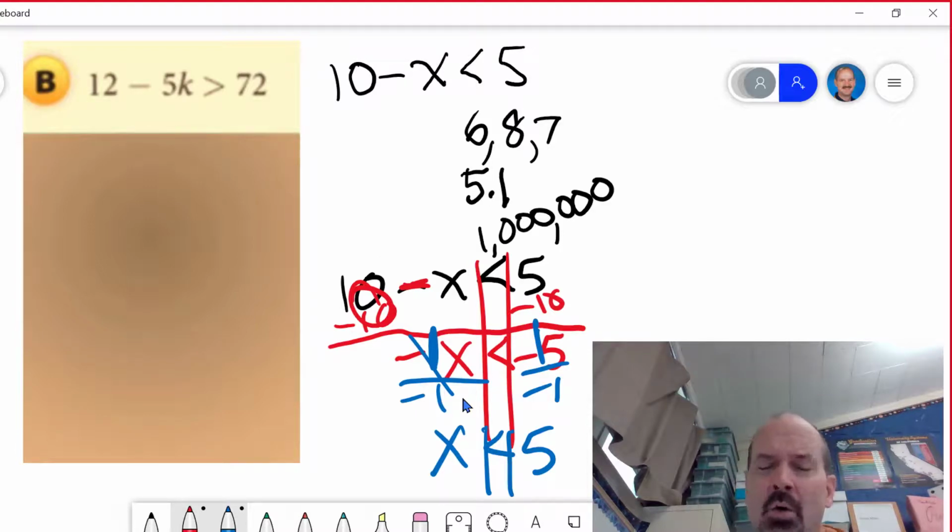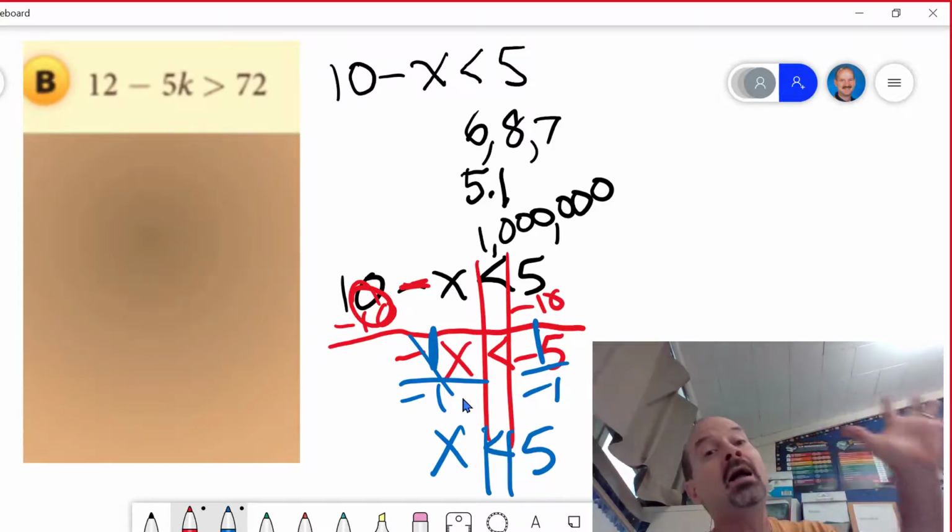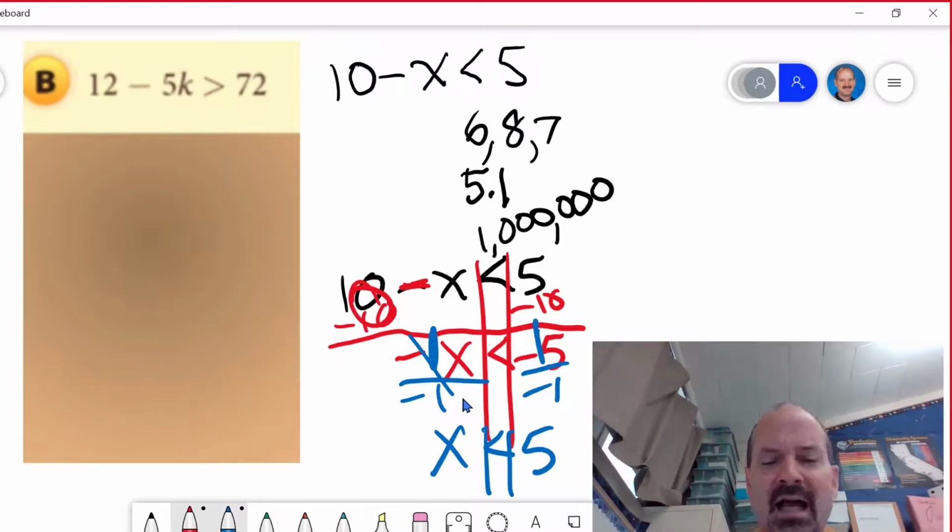When you multiply or divide by a negative number, you change the sense of the sign. And the crowd would go wild, and they'd cheer, flip the sign! Hooray! Flip the sign, right?